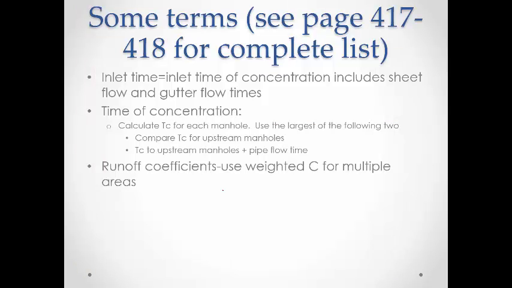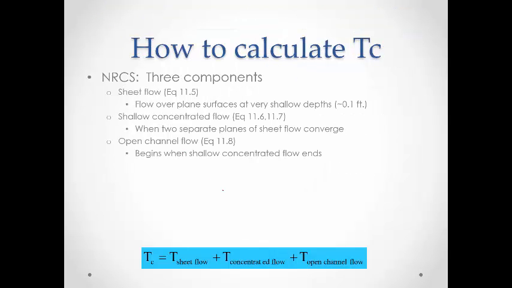So time of concentration, you have to calculate for each manhole, and you use the largest of the two. You compare your time of concentration for upstream manholes and the time of concentration for upstream manholes plus pipe flow time, okay? And then the runoff coefficients, again, you use the weighted coefficient for each one of those multiple areas. Remember the time of concentration, you have to add all of these components, and this is kind of reviewing your equations, and they are in your textbook, and I would provide you with those, but the El Paso Drainage Manual also tells you how to calculate those.